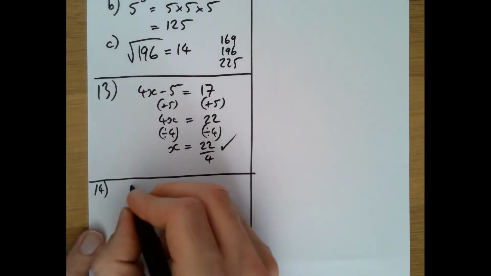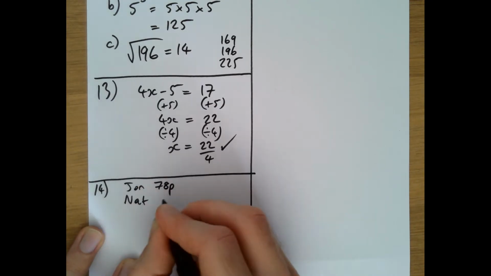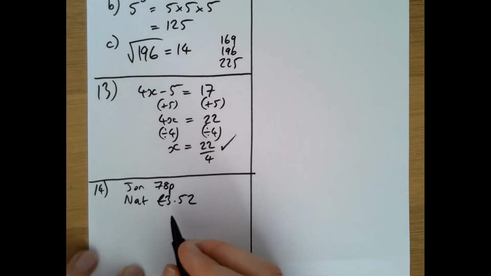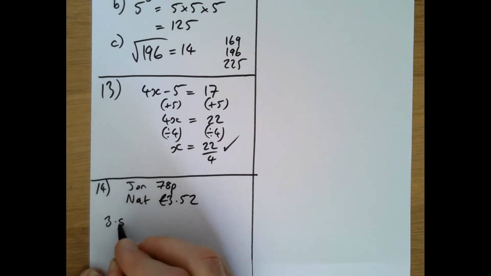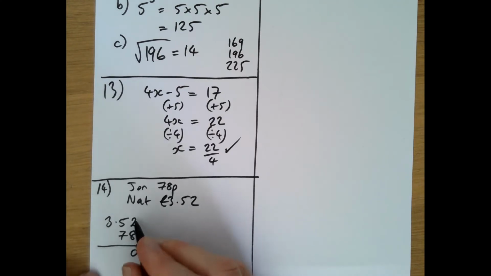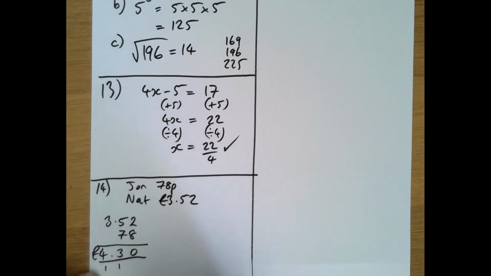John has 78 pence. Nat has £3.52. Nat gives John some money so that they both have the same amount. How much does Nat give John? What I'm going to do to start with is add up their money. So £3.52 add 78. 8 add 2 is 10. 7 add 5 is 12, add the 1 is 13. So together they've got £4.30.